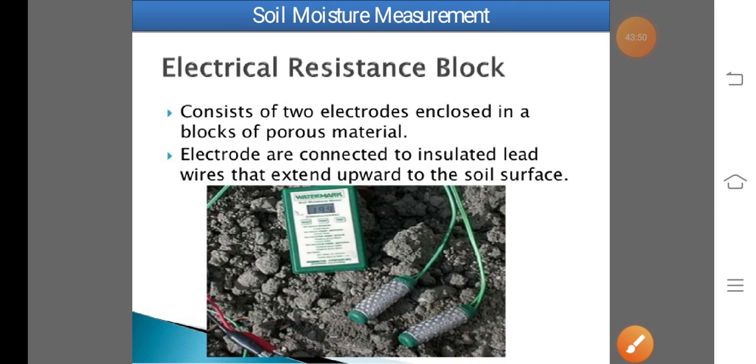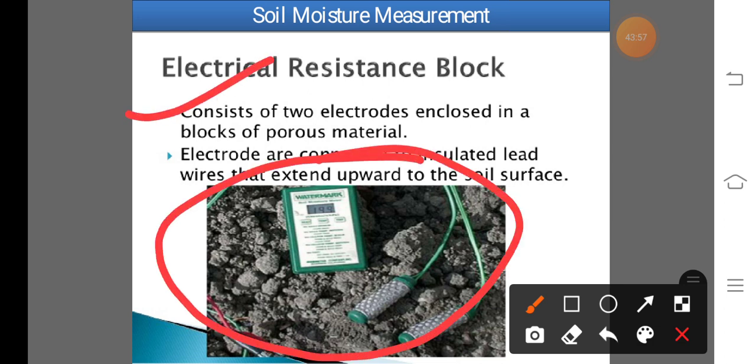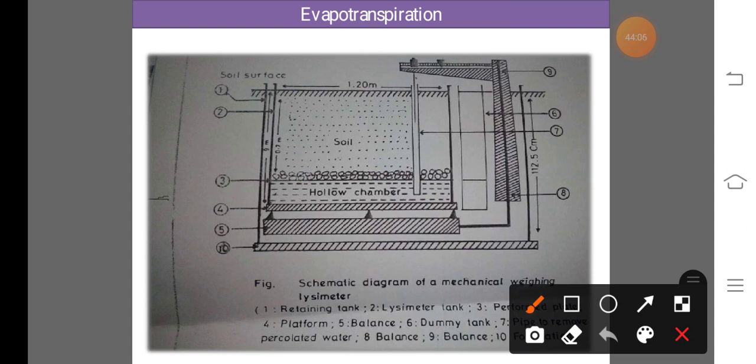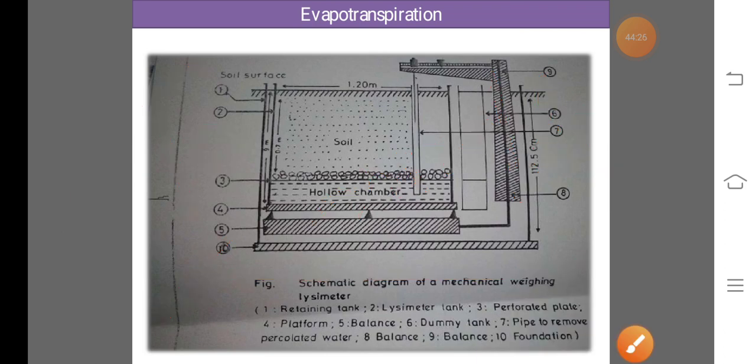Next one, soil moisture measurement. For the measurement of soil moisture, an electric resistance block is used. Electric resistance block is used for measurement of moisture in soil. Next one, lysimeter. This is the diagram of lysimeter. It is used to measure the evapotranspiration, and this evapotranspiration is also expressed in mm per day. This instrument, the lysimeter, is used to measure evapotranspiration. That means evaporation plus transpiration from soil and cropped area.